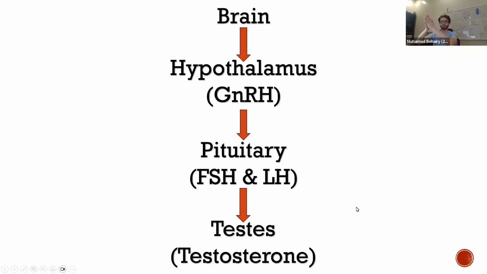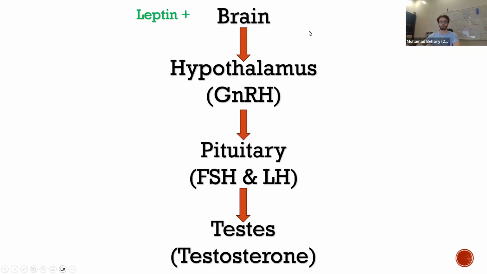But the thing is, this pathway is not the same always. Sometimes it's upregulated, sometimes it's downregulated. So we need to understand what factors will cause more of testosterone to be produced or less of it to be produced. Let's start by the factors that will affect the brain.